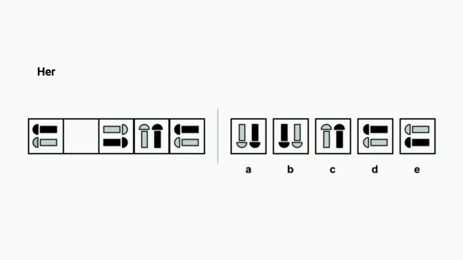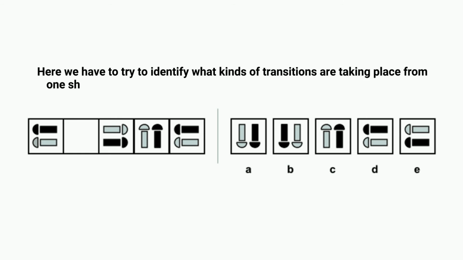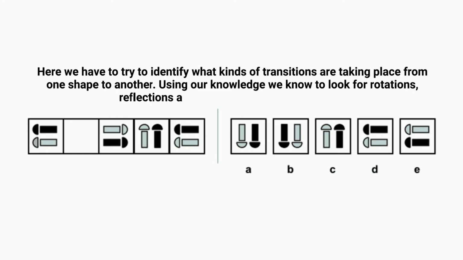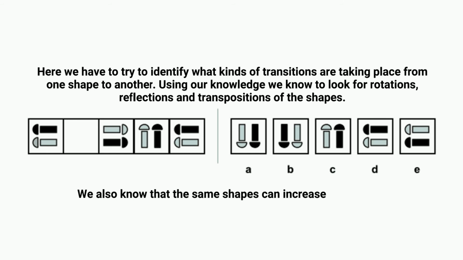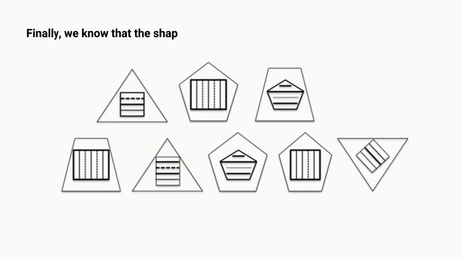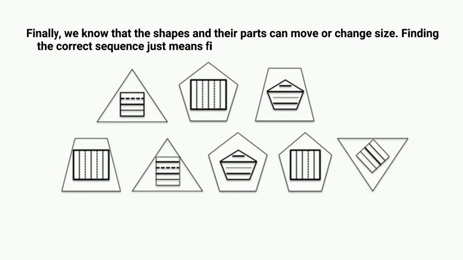Here we have to try to identify what kinds of transitions are taking place from one shape to another. Using our knowledge, we know how to look for rotations, reflections, and transpositions of the shapes. We also know that the same shapes can increase or decrease, add more, and copy themselves. Finally, we know that the shapes and their parts can move or change size. Finding the correct sequence just means finding the right pattern from these options.